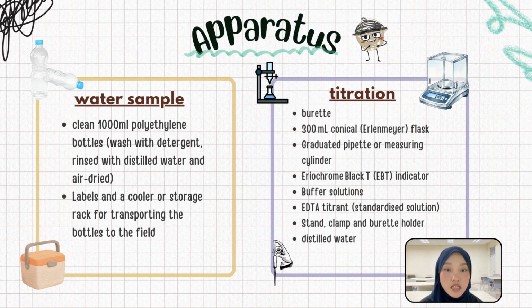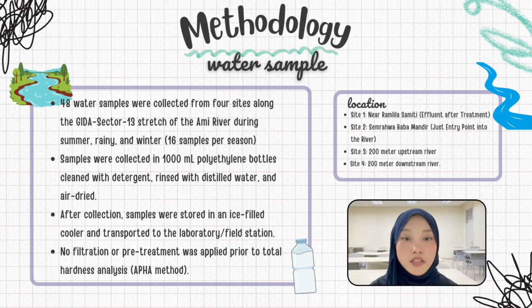For the titration process, several laboratory apparatus were used. These include a burette, a 300 ml conical flask, and a graduated pipette or measuring cylinder. Eriochrome Black T indicator, buffer solution, and standardized EDTA solution were used during the titration to determine water hardness. In addition, a stand, clamp, and burette holder, as well as distilled water, were used to ensure accurate and reliable results.